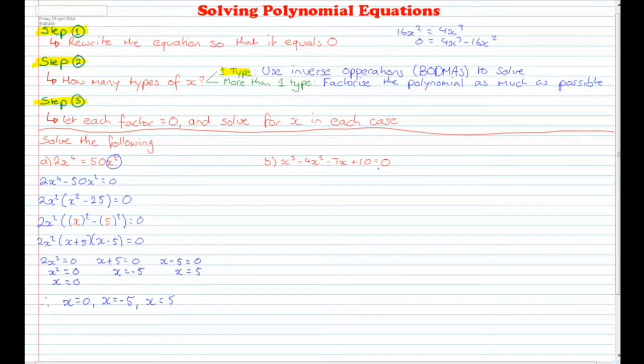So the very first thing I need to do is make sure that my equation equals 0. Well, it does, so step 1's done. Now step 2 says how many types of x are there. So we've got an x cubed, an x squared, and x. So therefore we've got more than one type of x, so we must factorize. So let's go through and do that.